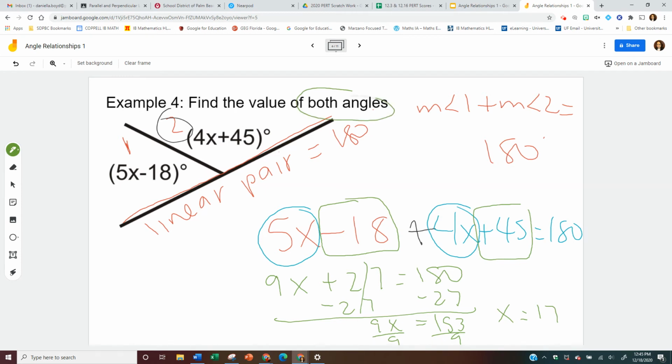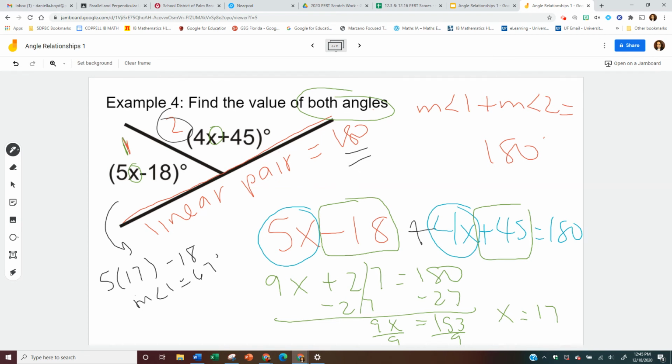It says find the value of both angles, which means I need to take x and substitute x everywhere that I see it. I'm going to plug x into angle 1 and see what I get. So in the case of x, I would get 5 times 17 minus 18. That's going to give me angle 1. 5 times 17 is 85, minus 18 is 67. So angle 1 is equal to 67 degrees.